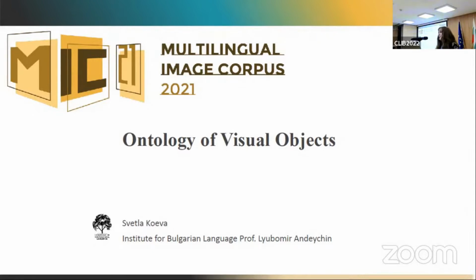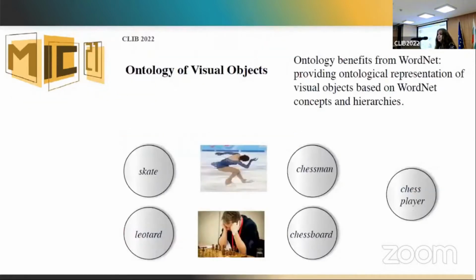Okay, so I'm going to present the ontology of visual objects. What we understand by visual objects: a visual object is an object which can be depicted as images, or in other words, an object which can be seen by humans. Why do we have to develop such an ontology?